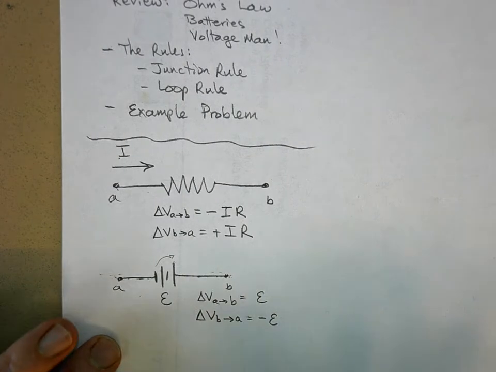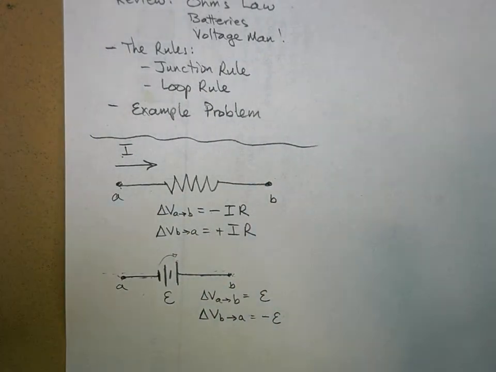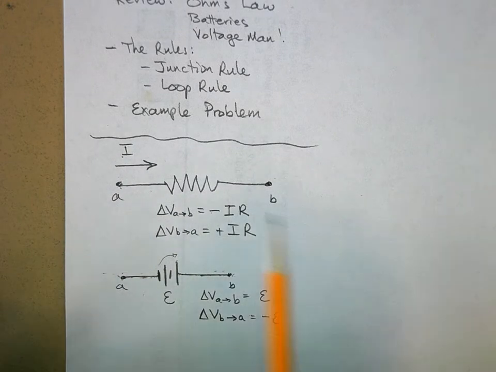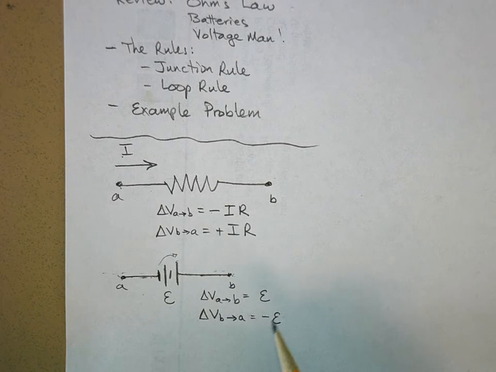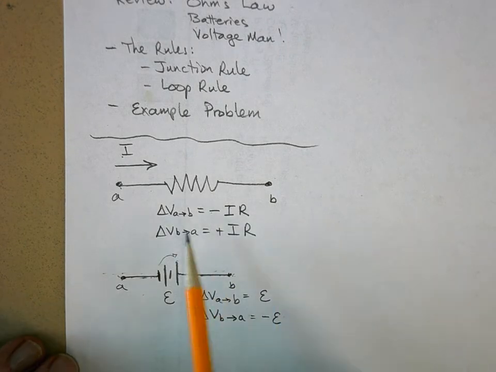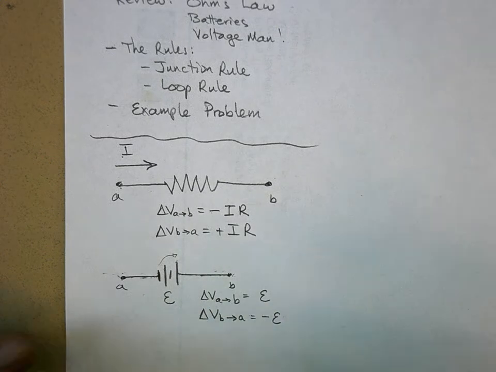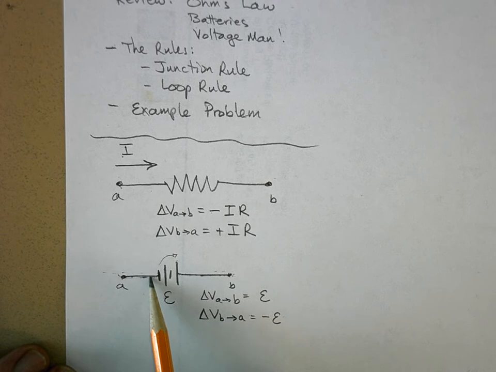Okay, so what we're going to do today is walk around circuits, jumping across resistors and batteries, and so we need to know whether it's a voltage gain or a voltage drop. Now notice that with a resistor, it depends on the direction of the current, but with a battery, current is irrelevant. All the battery says is, hey, all the stuff over here has less voltage by this much than all the stuff over here.